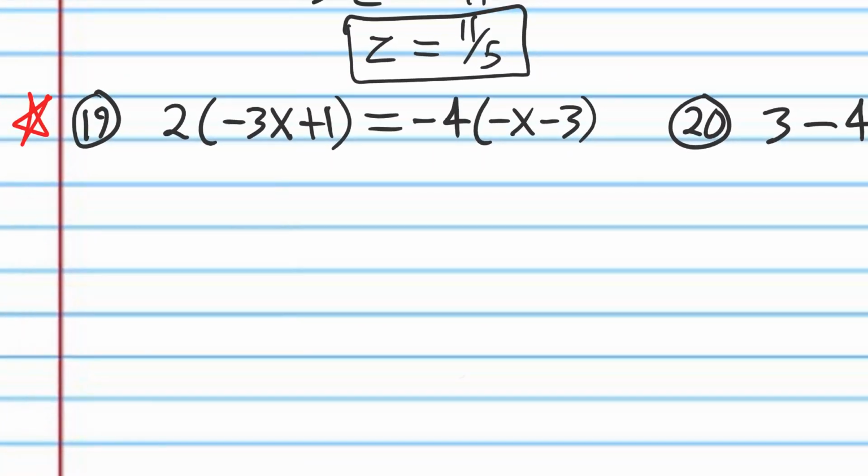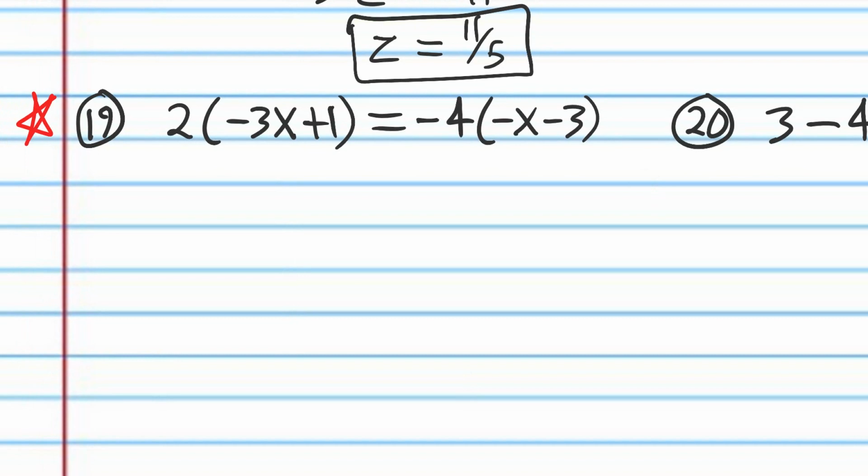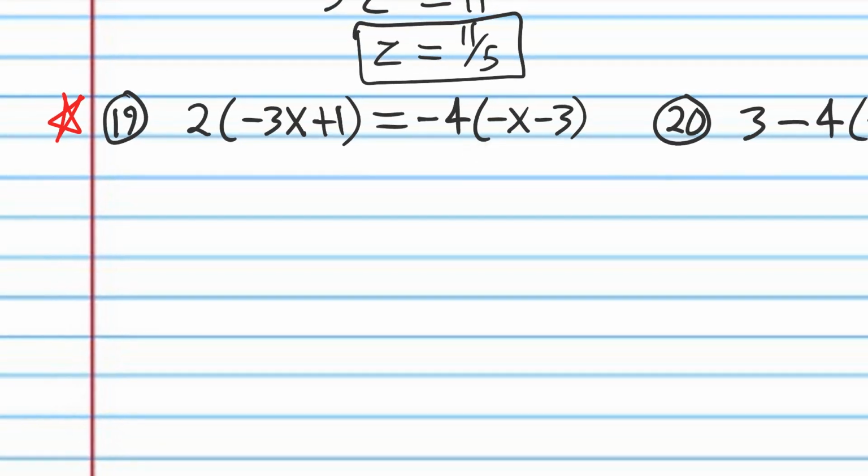All right, so now we're going to a slightly different problem, but it's pretty much the same thing. The only reason that this problem is different is because on these problems, the first term in the parentheses has a negative, but that's really not going to change much. But let's do one of these together just to make sure that you've got it. So 2 times negative 3x is negative 6x. Whoops. And 2 times 1 is 2.